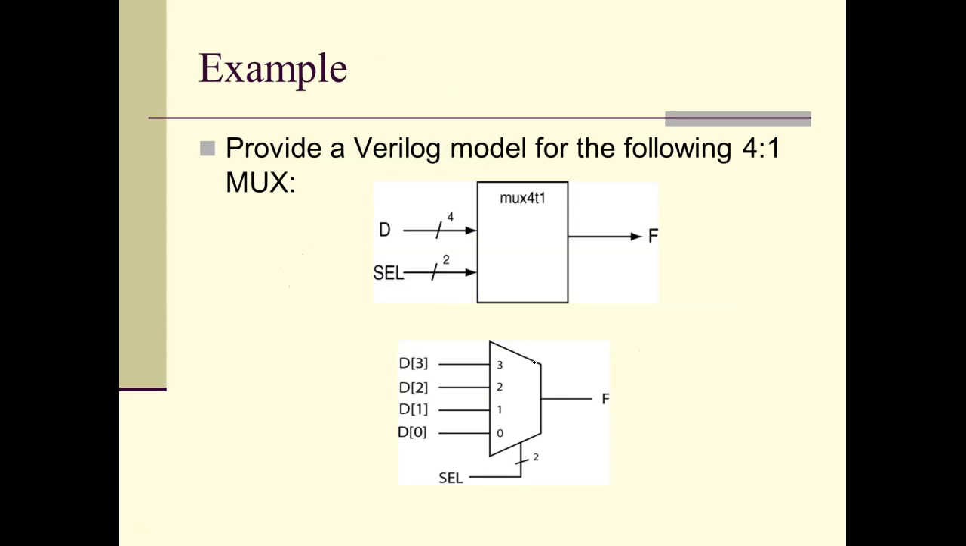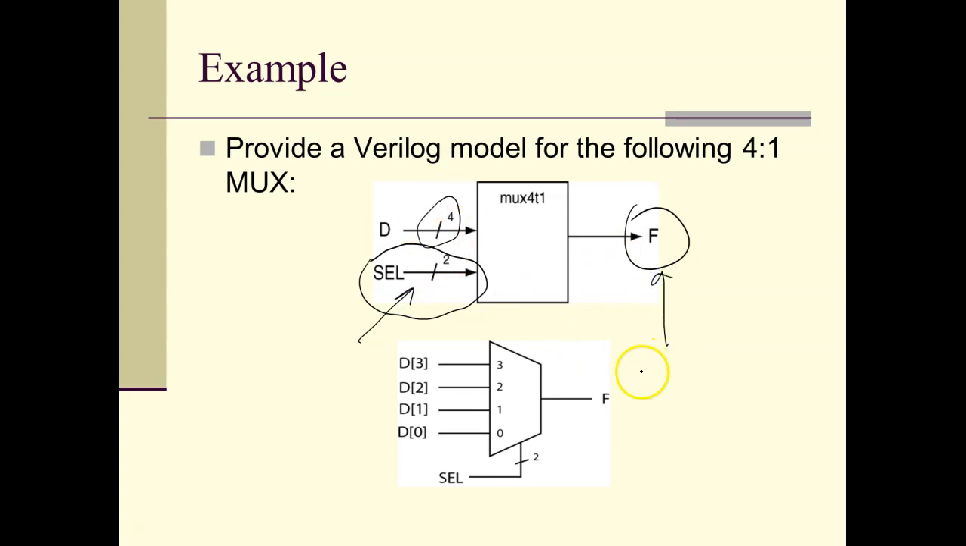Our first example is that we want to provide a model for this 4-to-1 mux. It looks like the D inputs, the data inputs, transfer one of those 4 inputs to the F output here. Which one it transfers is selected by the select inputs. There are four signals in this bundle. This select signal is going to pick one of those signals to appear on this output.